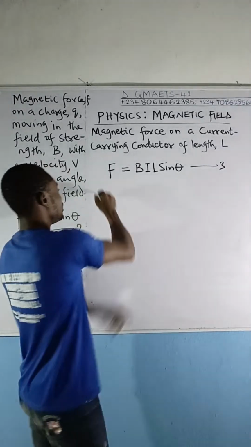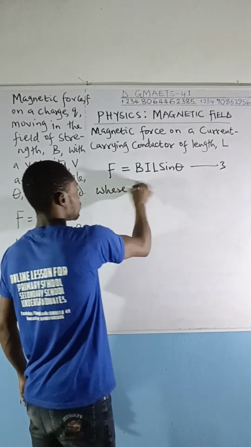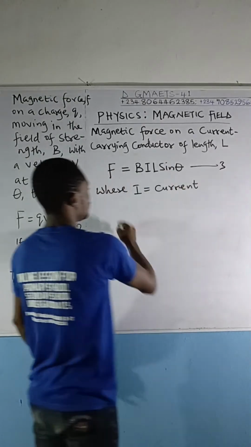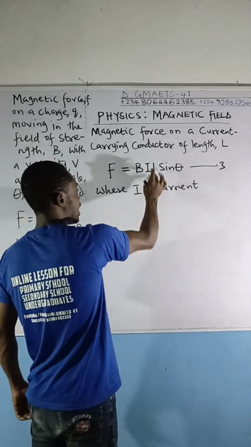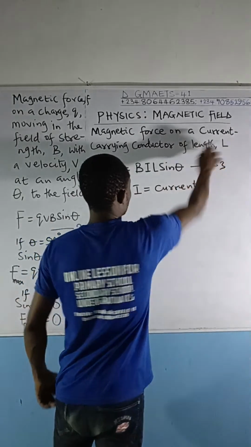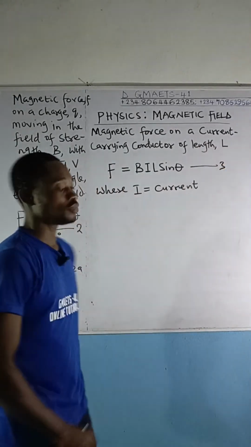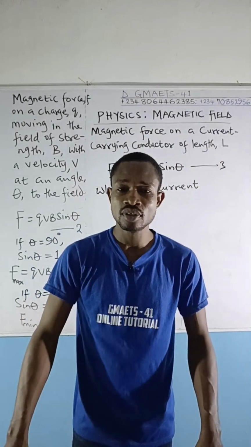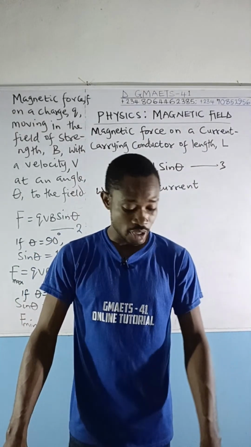Where I is the current in the conductor, then L is the length. It's already here, so I don't need to define it anymore. And you know the unit of these quantities. Current is in ampere, length is in the unit of meter.